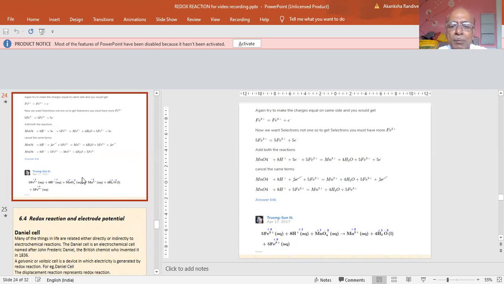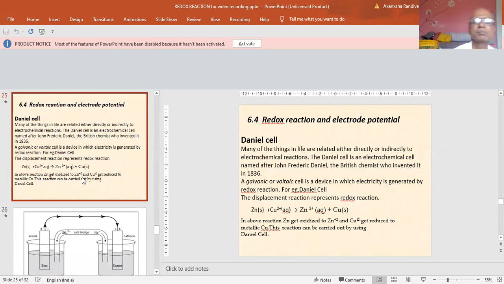On the left hand side there are 5 Fe. On the right hand side again there are 5 Fe. Similarly, on the left hand side there are 8 hydrogen, and on the right hand side there are 4 H2O, so hydrogen is also balanced. On the left hand side there is MnO4-, 1 Mn. On the right hand side again there is 1 Mn. So all the atoms are balanced. In this way, by the ion electron method, the redox equation is balanced.